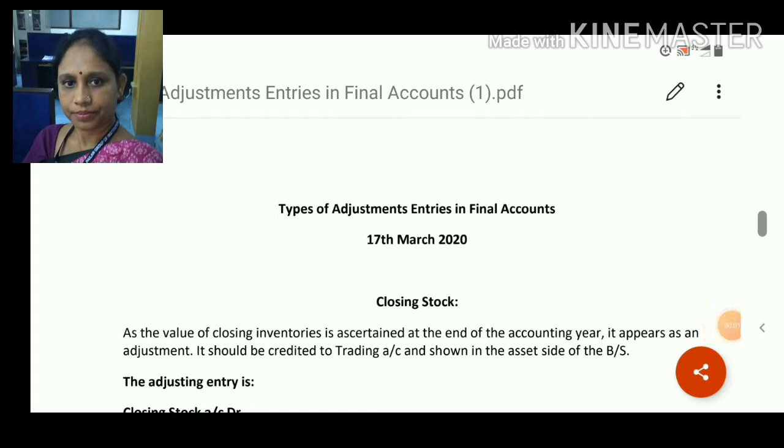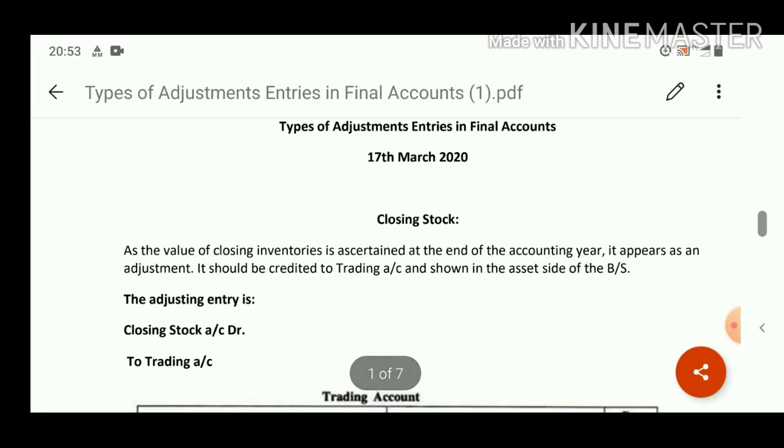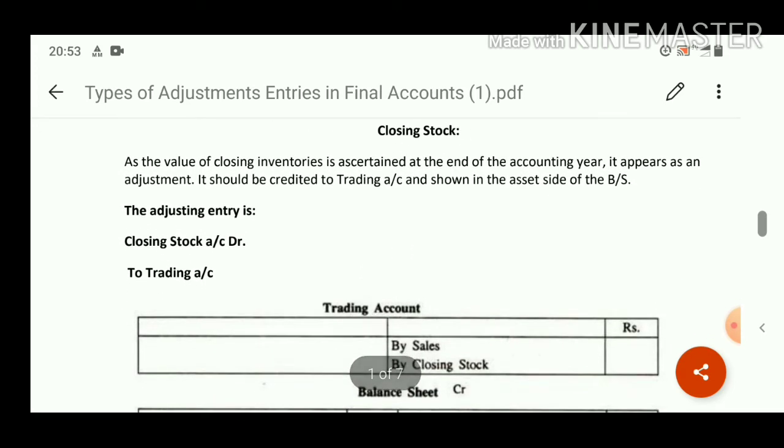Hello students, in this video I will be explaining the types of adjustment entries in final accounts that you will encounter frequently while preparing the final accounts. So the first one is the closing stock or closing inventories.